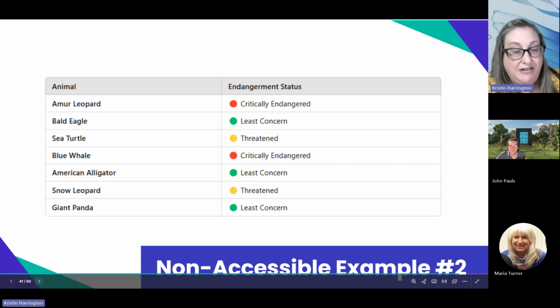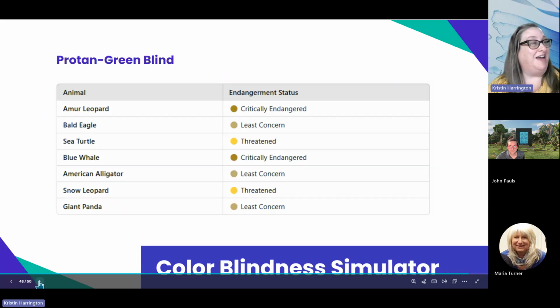And then the next one shows another piece of information that could also be in a textbook or instructional material. And this is very similar. It's listing endangerment status for different animals. So for example, a bald eagle has the least concern with green. Sea turtle is threatened with yellow. And then critically endangered, which is the blue whale and the emperor leopard, those are both red. And this is what that would look like for someone with green blindness. So they all kind of look like a brownish, yellowy green. None of those colors show up.